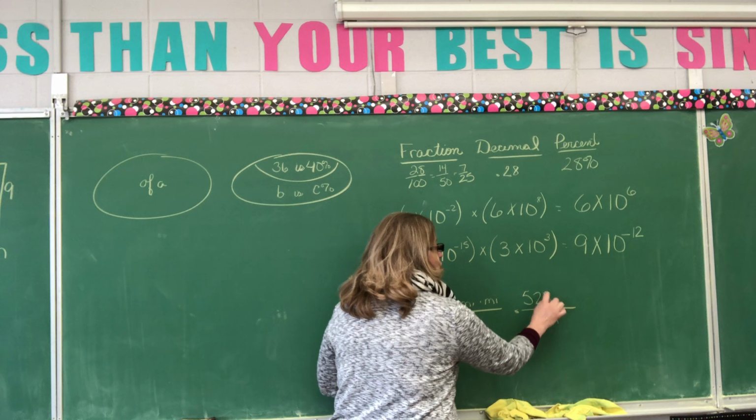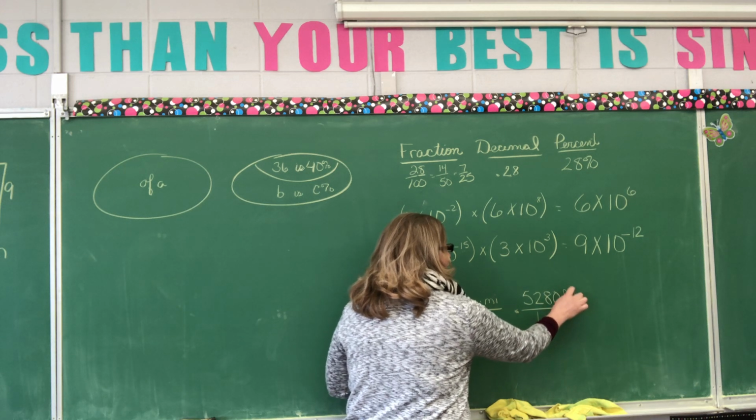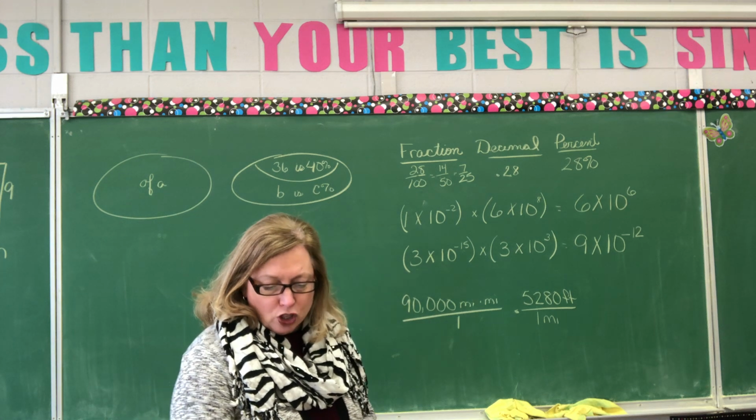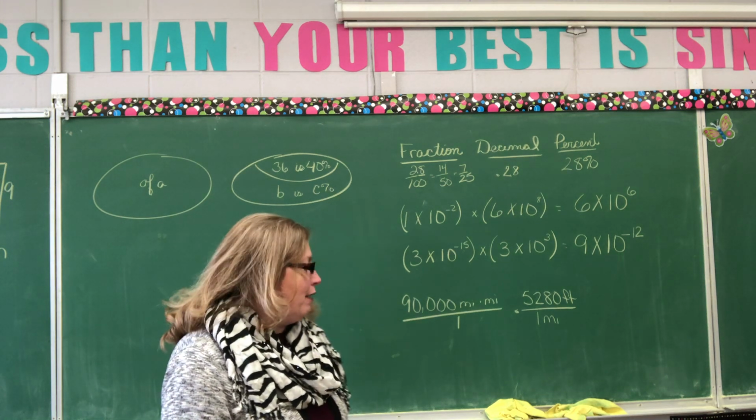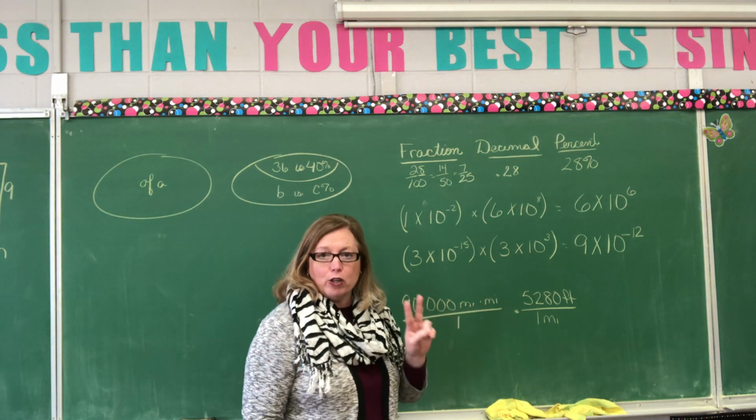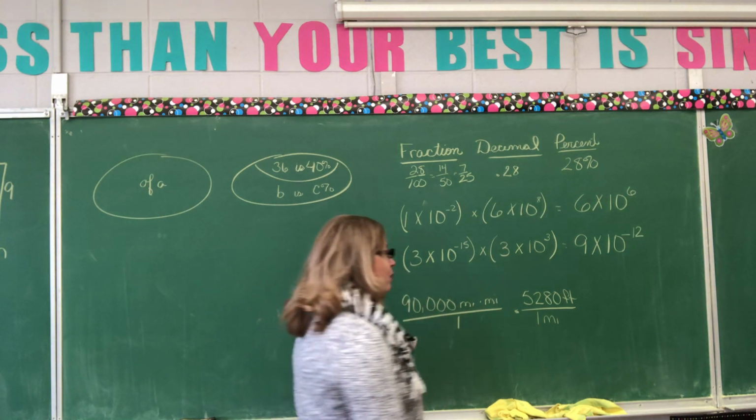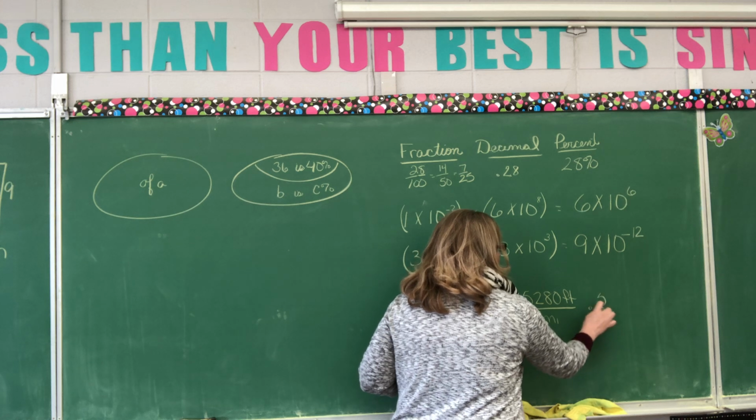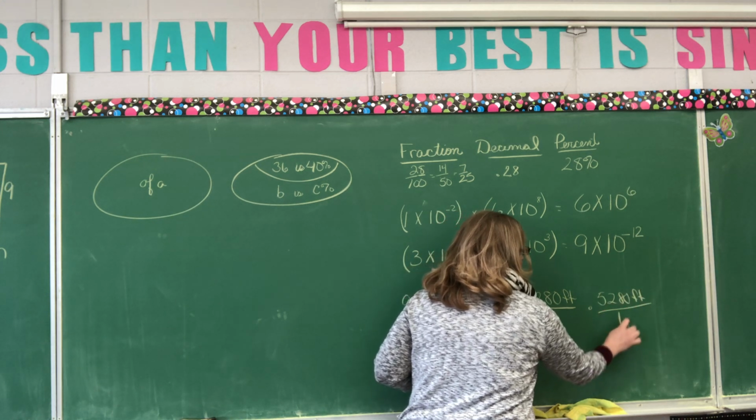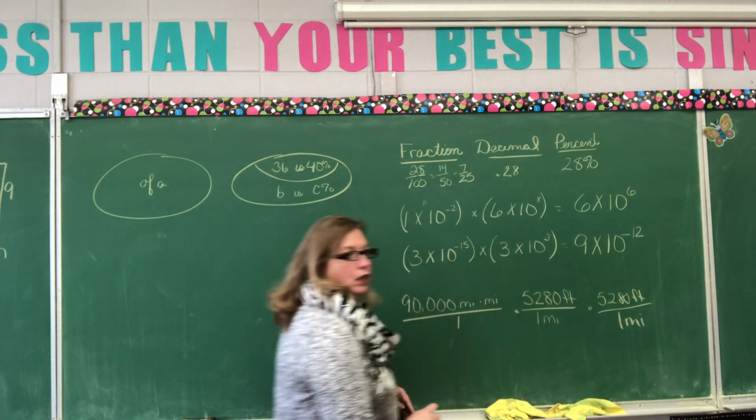Put the 5,280 feet on the top. Okay, so now that you have 5,280 feet, that's going to cancel out 1 mile, but we still have another one. That's why your directions told you you were going to use 2. We're going to do it again: 5,280 feet times 1 mile.